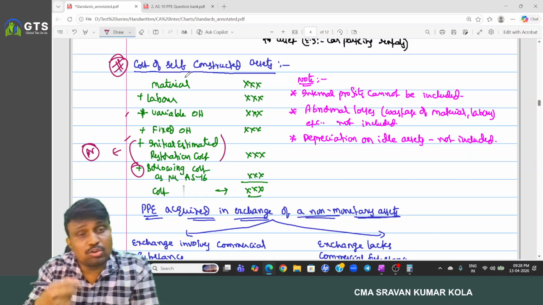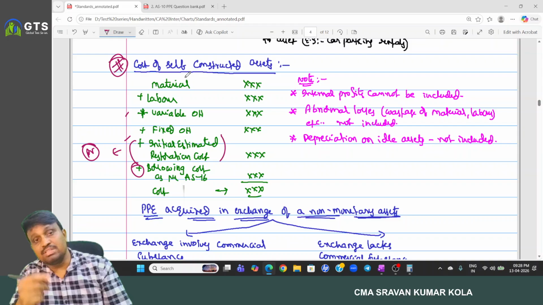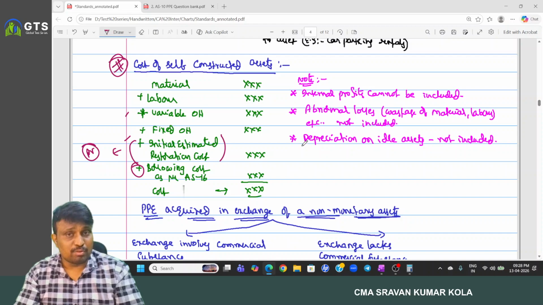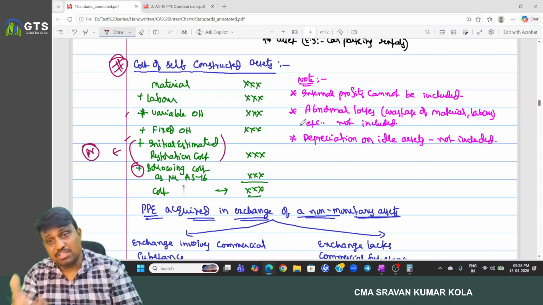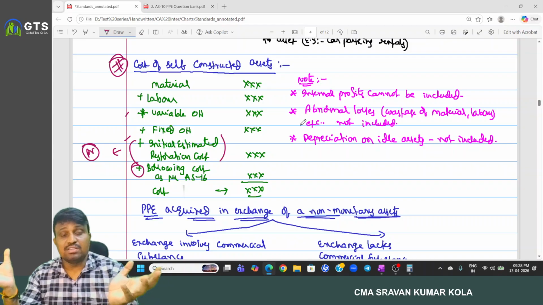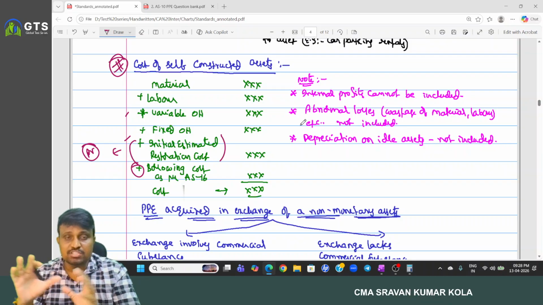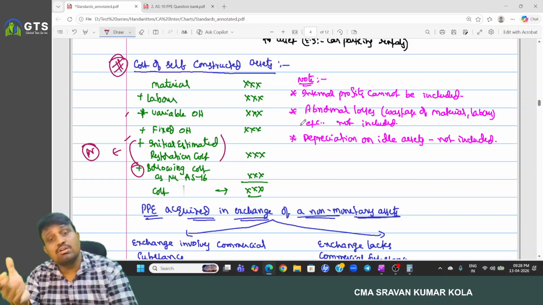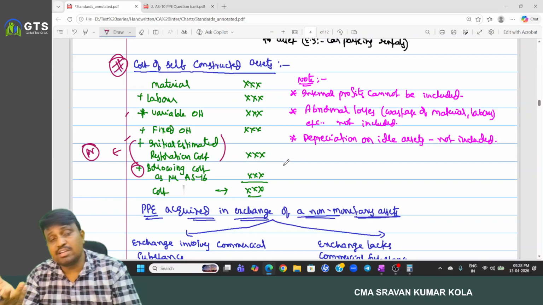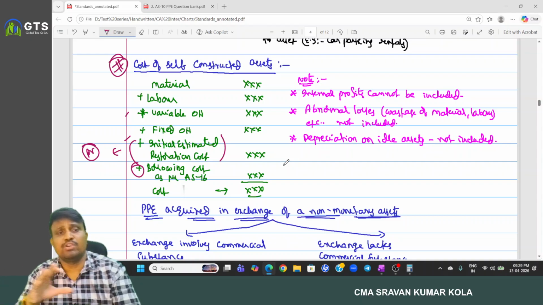This is the cost. But while calculating the cost of the self-constructed asset, remember, internal profits cannot be included. And abnormal losses, like any wastage of material or labor charges, etc. For example, during the construction, when a strike happens and during the strike period we also pay the labor, that labor paid during the strike period is treated as abnormal and is not included in cost. Depreciation on an idle asset, and even, as I already told you, cash discount, etc. These are all not included.